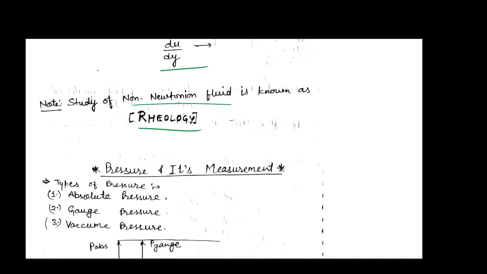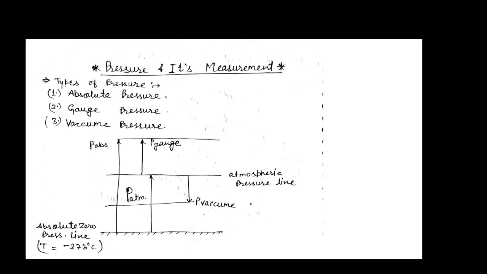Now we further move to the second part of today's lecture, that is pressure and its measurement. It is very important to measure pressure in fluid mechanics or hydraulics, because when the fluid or the water is flowing inside a conduit or a pipe, there will be some pressure there, so we have to measure it. But before measuring it, we have to classify the type of pressure, that in which category does it lie. The types of pressure: first is absolute pressure, second one is gauge pressure, third one is vacuum pressure.